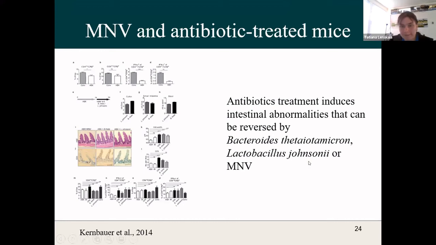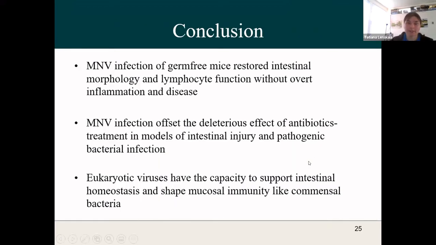These findings suggest that virus can restore intestinal morphology and also lymphocyte function without any adverse effect like inflammation or disease. And it can help animals with depleted microbiome due to antibiotics. So it can be beneficial in restoring or compensating for these deleterious effects. And also it's interesting that viruses have the capacity to shape intestinal immunity like commensal bacteria.